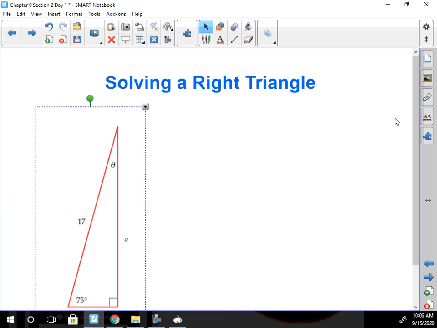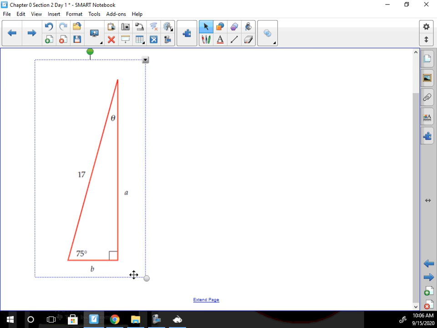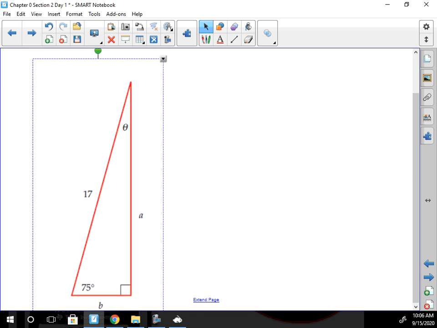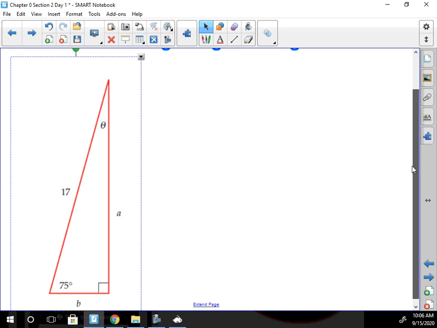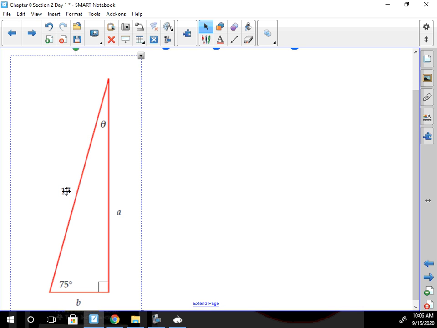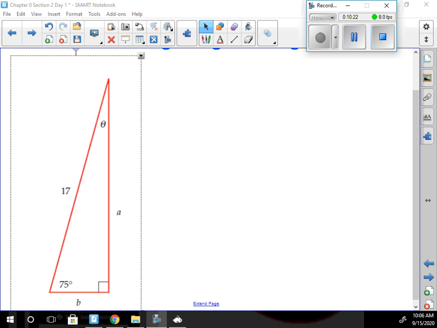Moving on, solving a right triangle. Make this a little bigger. So I have theta up at the top, then 17, A and B. So I have a little bit more to solve on this one.